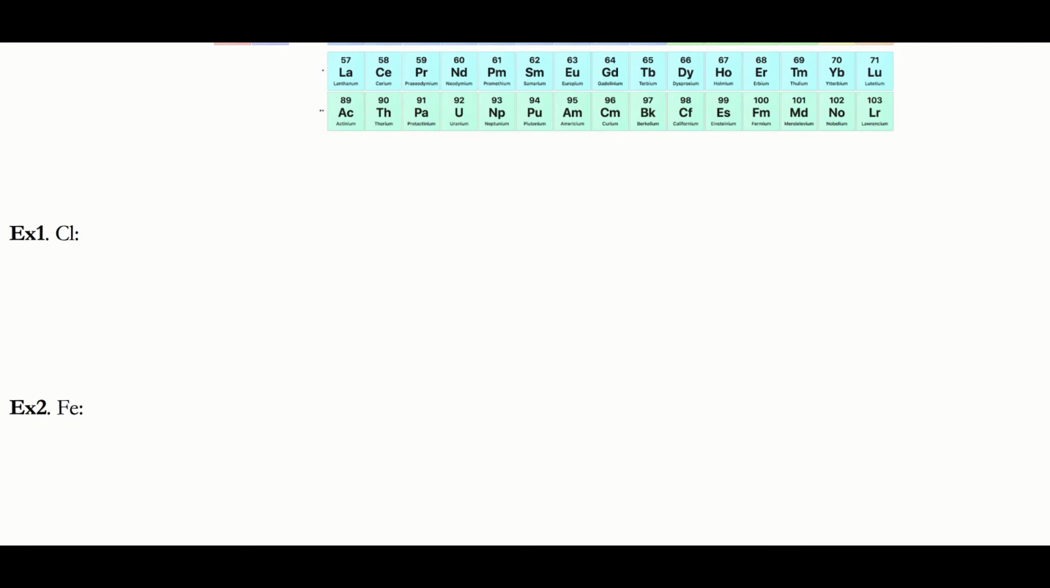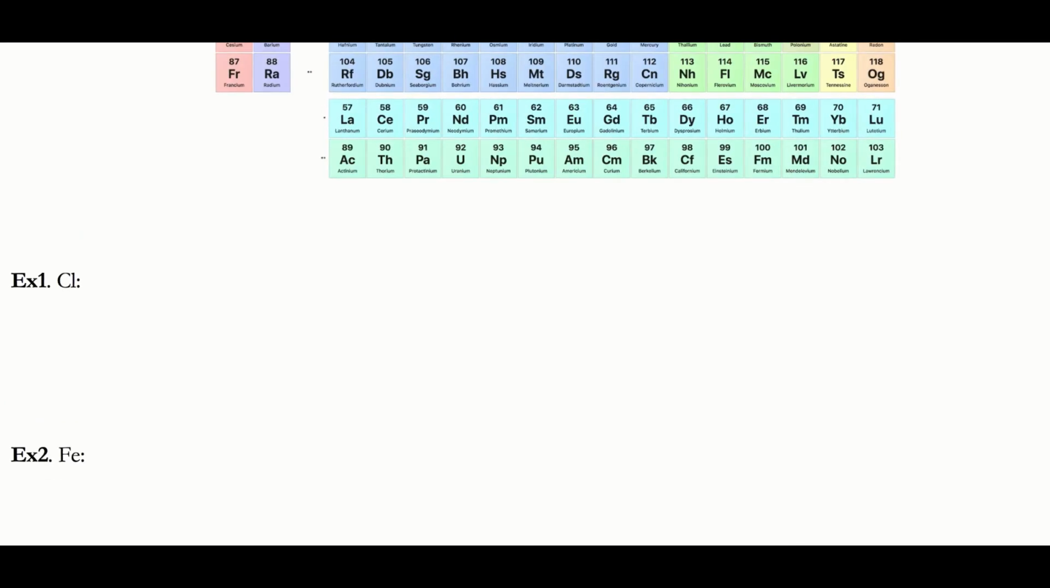For the first example problem, I'm asking about chlorine. Just as a quick review, the electron configuration for chlorine is 1s2, 2s2, 2p6, 3s2, and then 3p5. Okay? And this is what I explained. This is what I draw out.